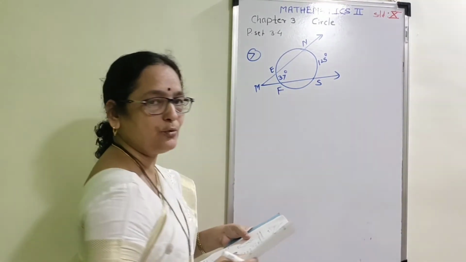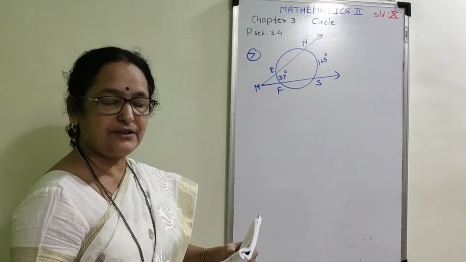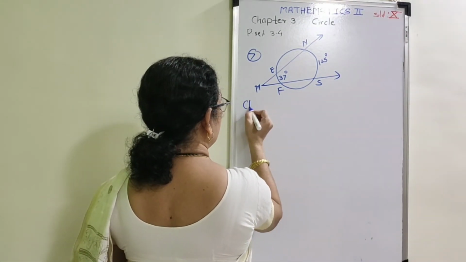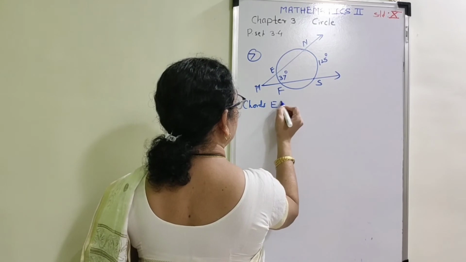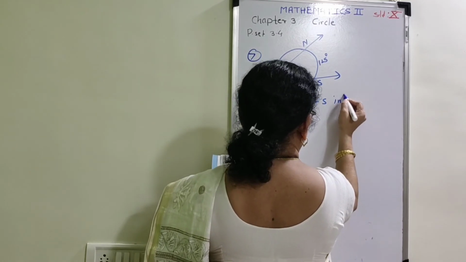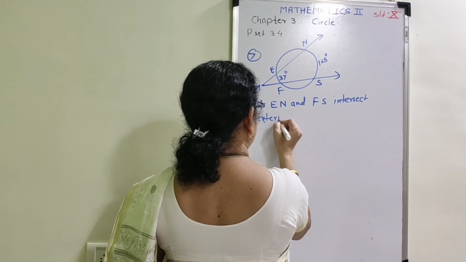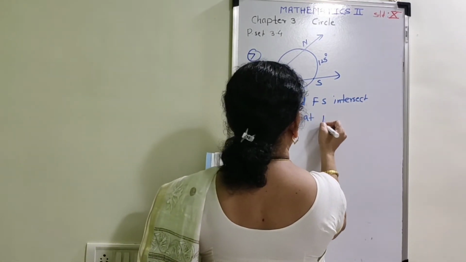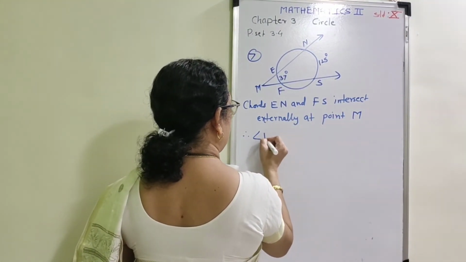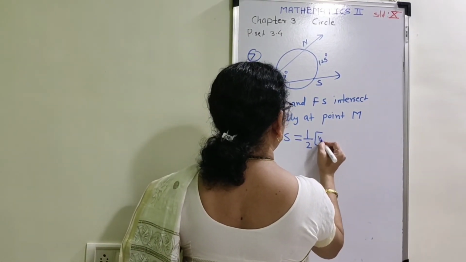Now observe the figure. Just now I have explained one important property, that when the chords intersect in the exterior region of the circle, now I am going to mention that first, that chords EM and FS intersect externally at point N, and therefore angle NMS is equal to half of measure arc.